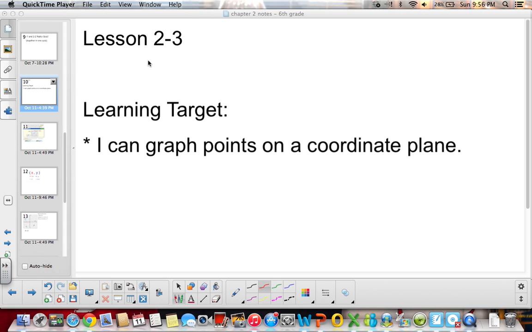So just remember that you should open up to the next clean sheet of your notebook. You'll want to write the date on maybe the top right side. And you want to write lesson 2-3, and then here's your learning target. So pause me and make sure you write this down. You want to make sure that you're labeling every lesson that you're watching a video on, so then it's easy for you to go back to your notes.